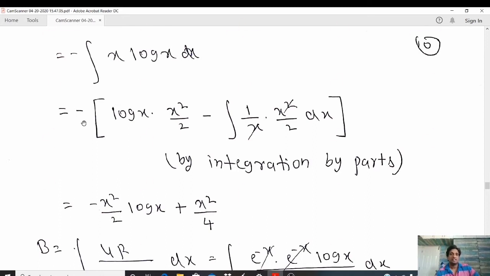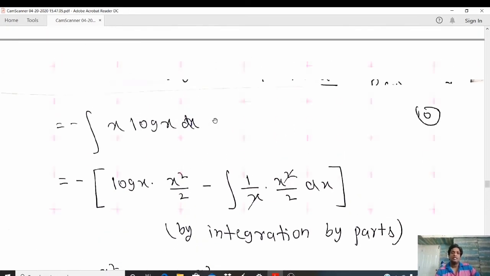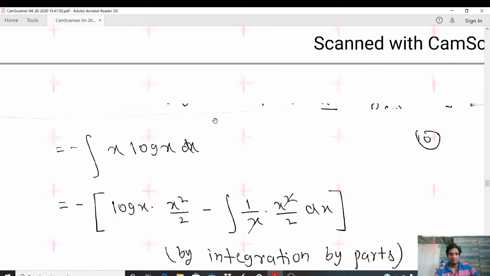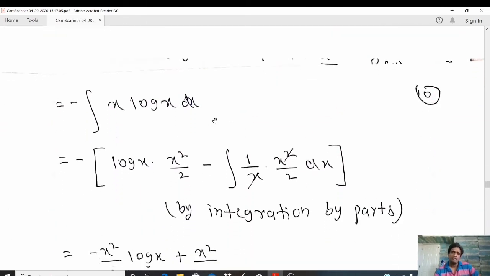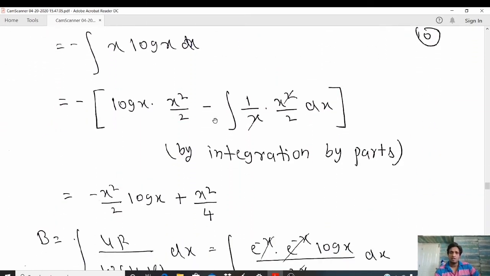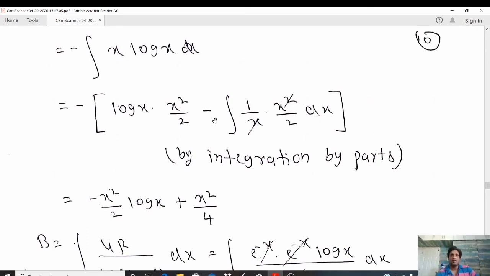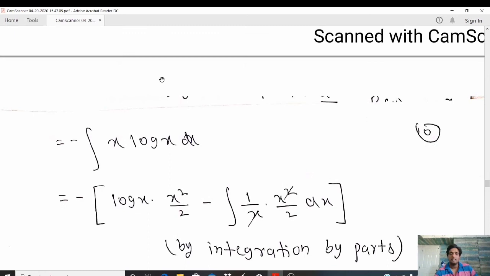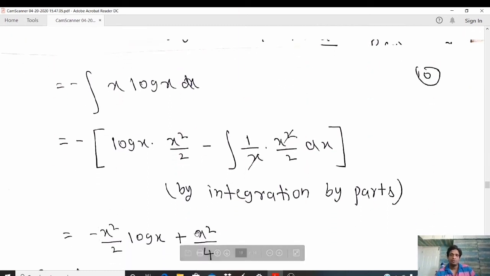So integration of minus log x. Here I am applying the integration by parts formula directly, without the modified integration by parts formula I have already given. Don't apply that here. Why? Because if you apply it here, we are not able to find the log x value directly. So I am applying the integration by parts formula here.